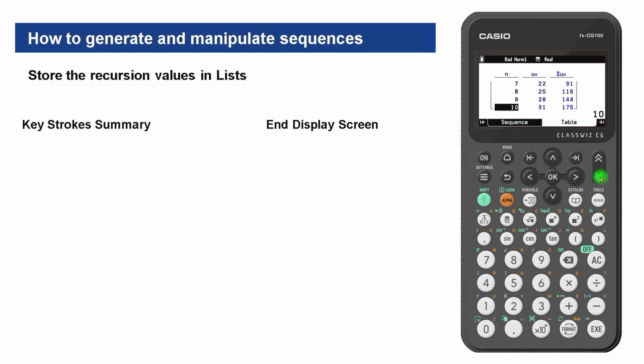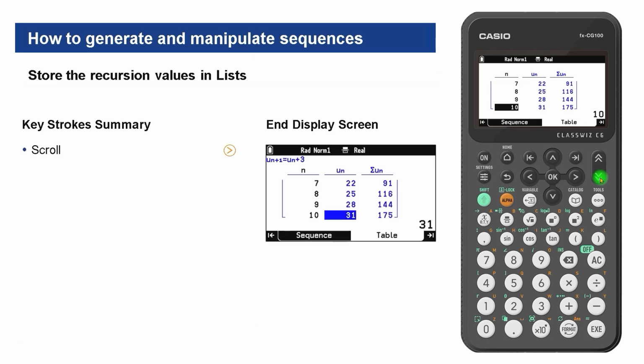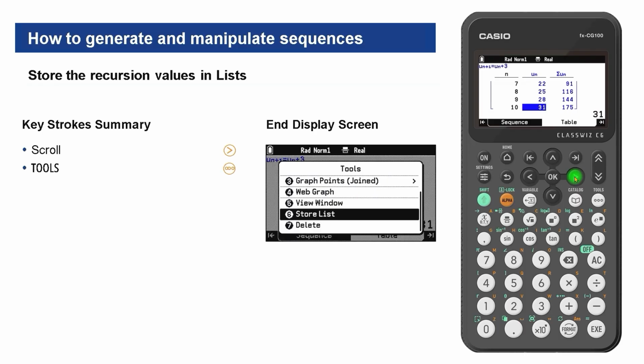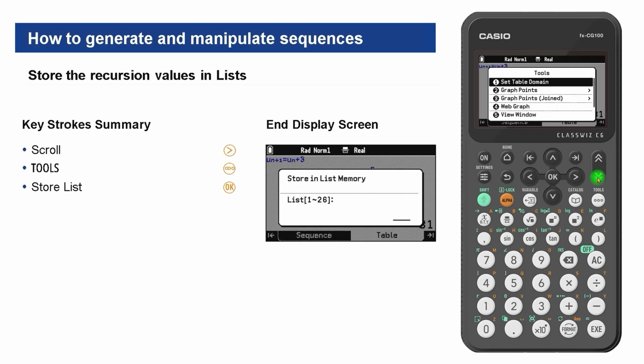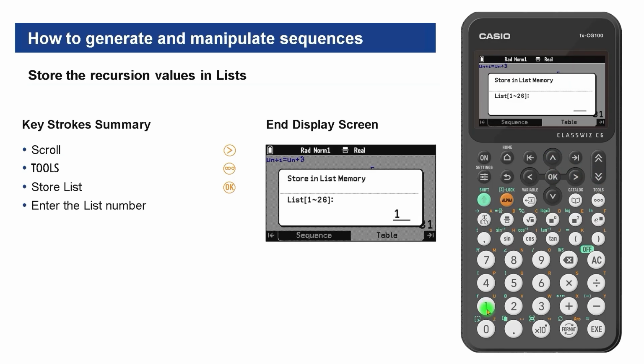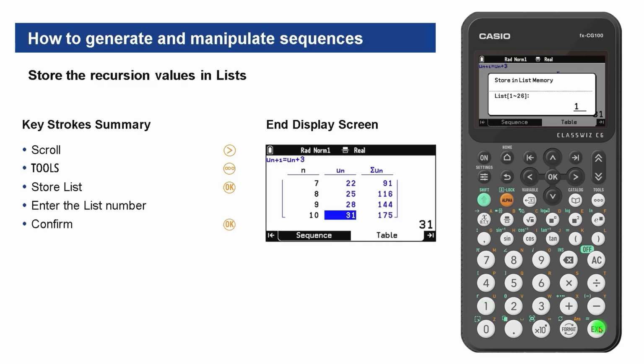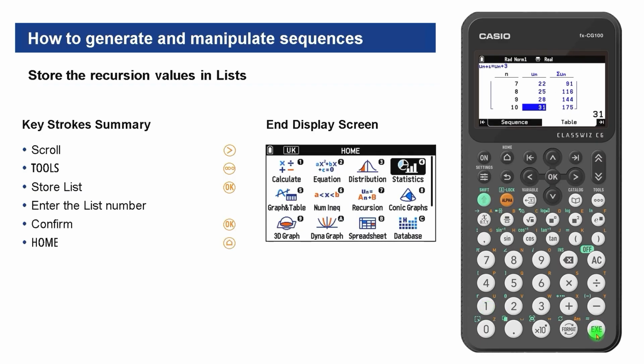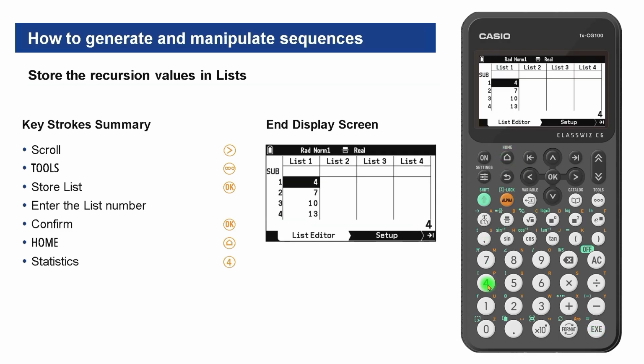Sometimes it may be useful to store the recursion values for later analysis. To store values in a single list, scroll to the column to be stored, in this case the term values. Then press Tools and select Store List. Enter the list number where the values will be stored and confirm. To check the values have been stored, from Home, go to Statistics to display the stored values. See our other resources for how to use lists.